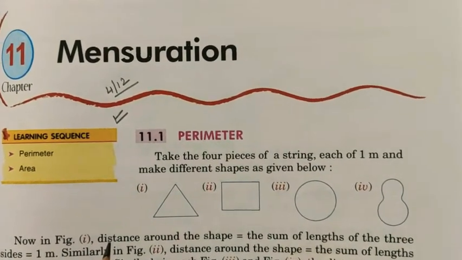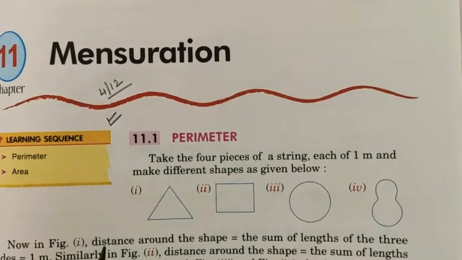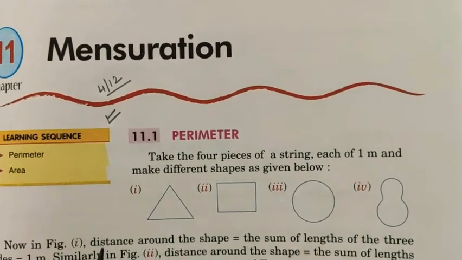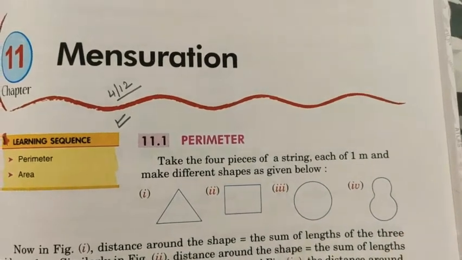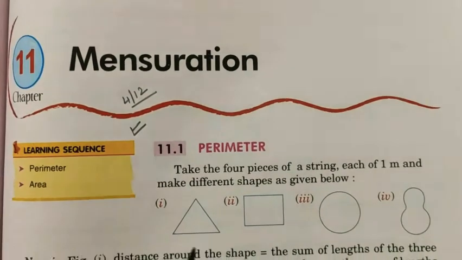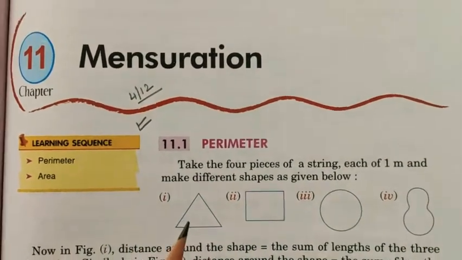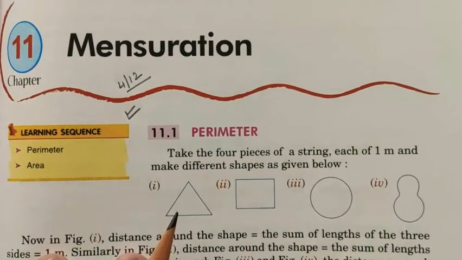Now, what is the meaning of mensuration? Mensuration means to measure something. It can be the measurement of the boundary distance. It can be the measurement of the area, maybe. So, today we will learn mensuration.